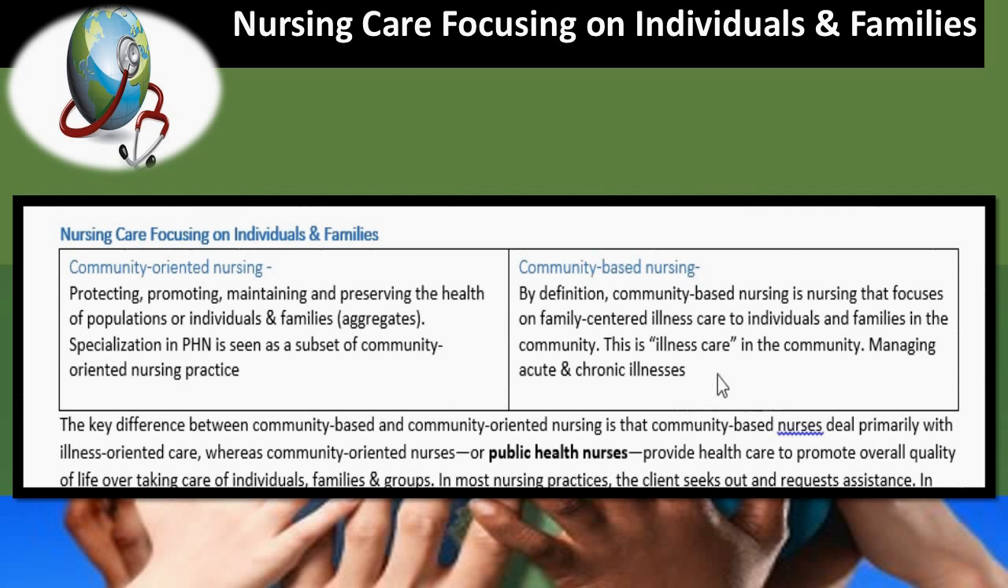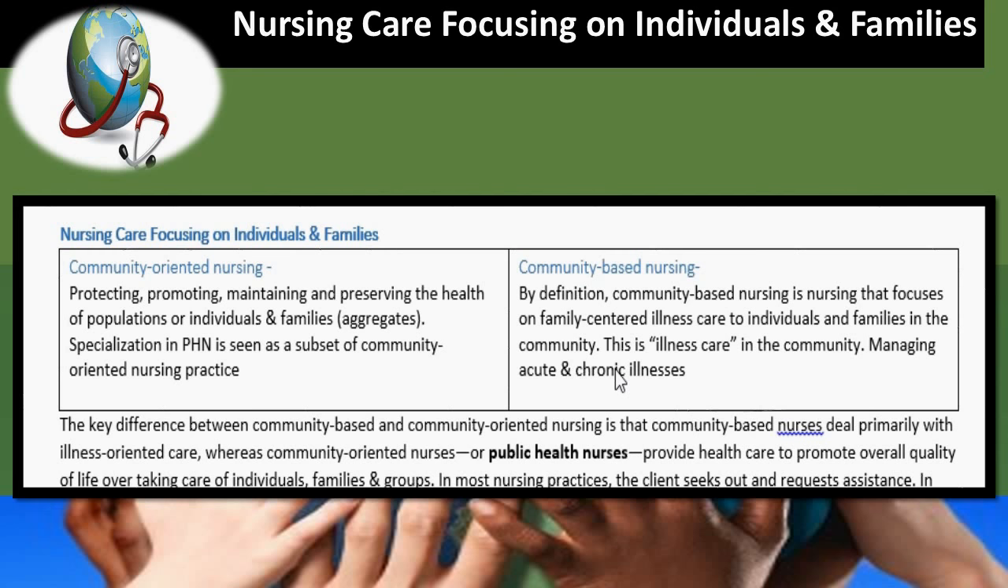That is different from community based nursing. Based should be telling you it's about location. So, by definition, community based nursing is nursing that focuses on family centered illness care and individuals in the community. So, there are nurses that are specialists that are based in the community, but they're specialists in their regard. An example of this is going to be the wound care nurse.